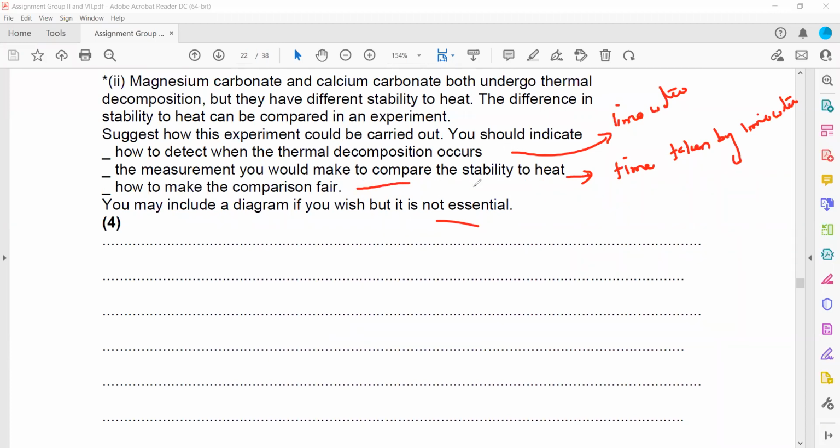How to make a fair comparison? The amount of the solid should be the same, as well as the heat source; a constant heat source should be there. So these are the factors which should be the same. You can write this experiment in your own words.